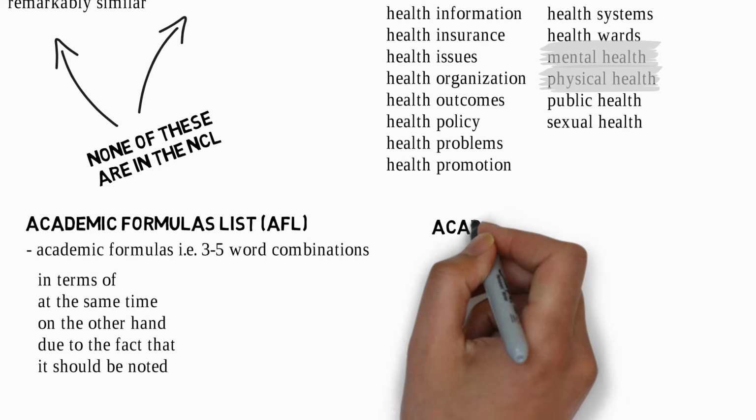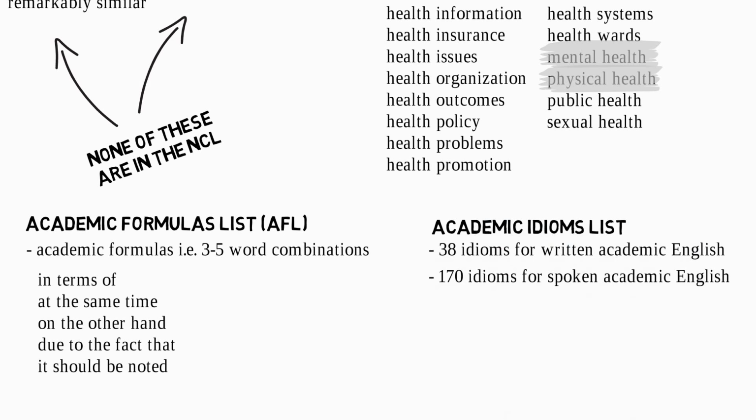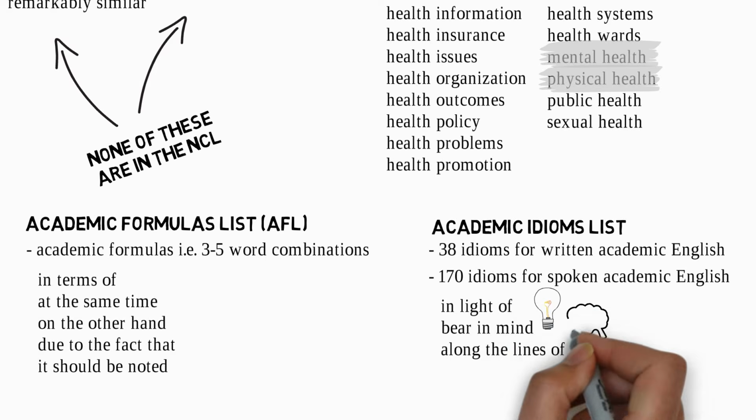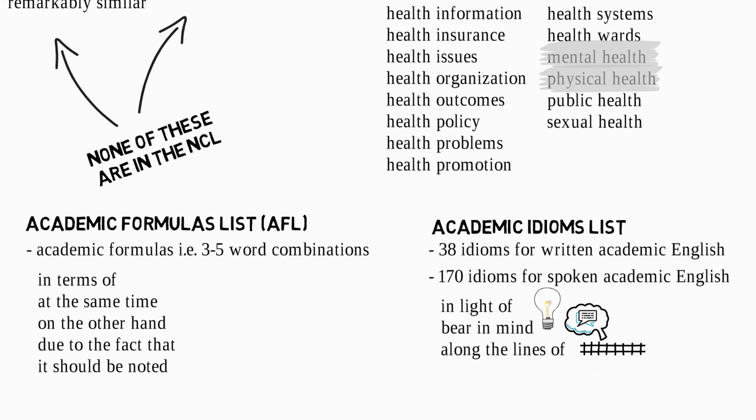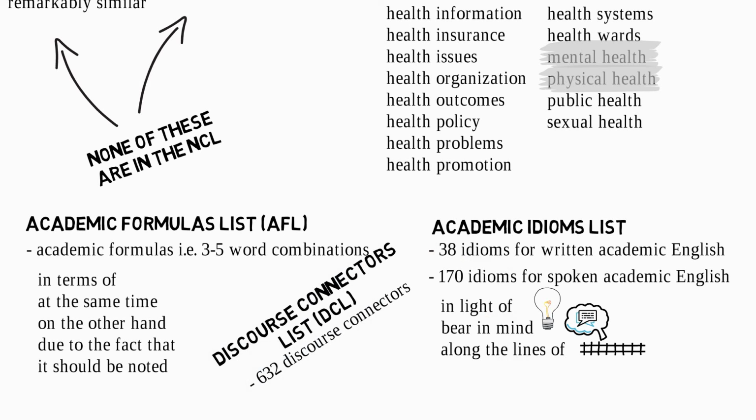Another is the academic idioms list, which is a list of 38 idioms for written academic English or 170 idioms for spoken academic English. Idioms, of course, are a bit informal and therefore tend to be more common in spoken academic English. Examples of idioms from the written idioms list are in light of, bear in mind, and along the lines of. Finally, somewhere between single words and multi-word lists is the discourse connectors list, or DCL. And this is a list of 632 discourse connectors, which are sometimes single words, sometimes multi-word units. For example, however, although, for example, and in addition.